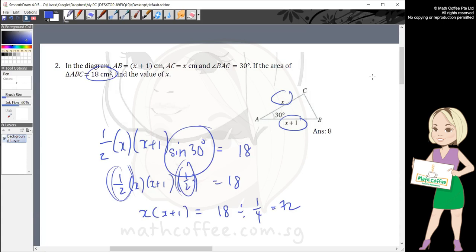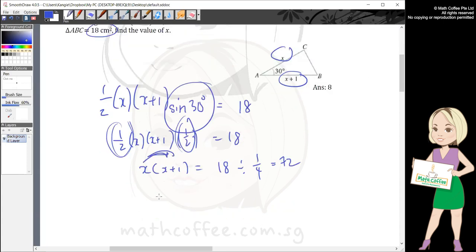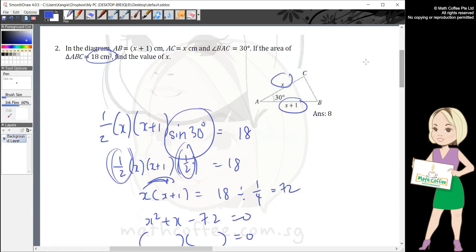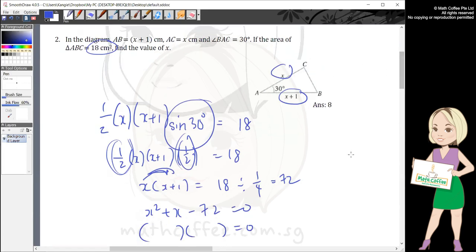Of course, what you need to do is expand. So you get x squared plus x minus 72 equals 0. For a quadratic equation, always throw everything to the left-hand side. Then of course you factorize and so on. I'm not going to go through solving the equation.